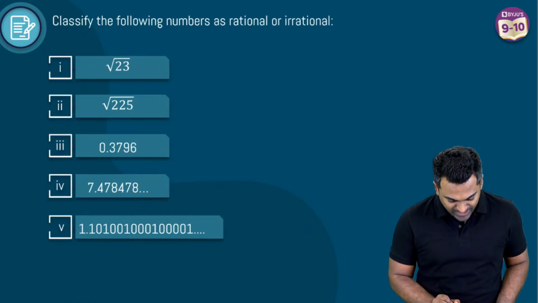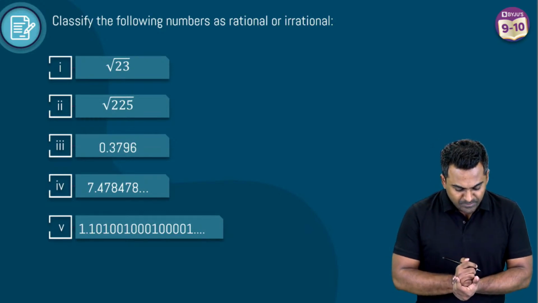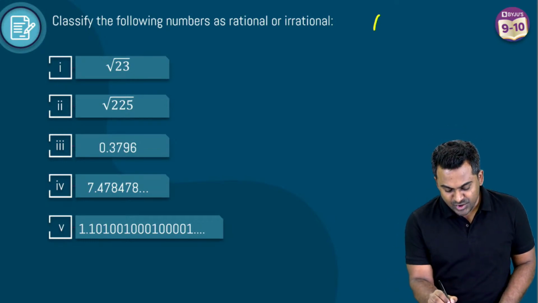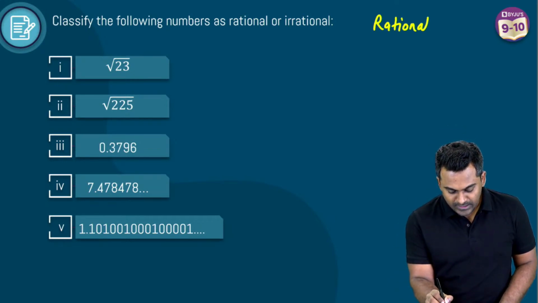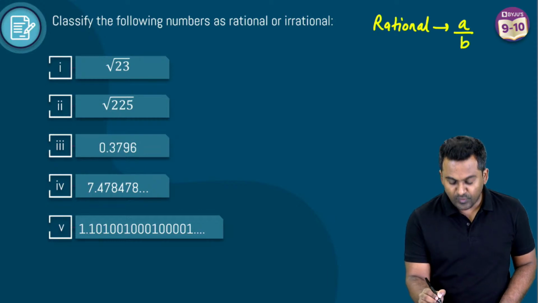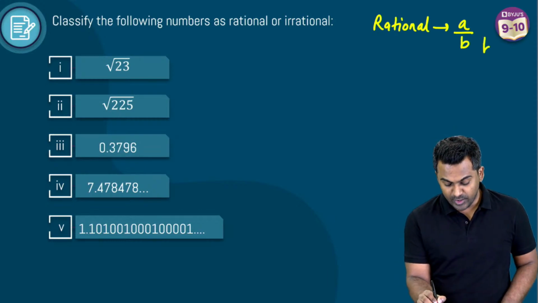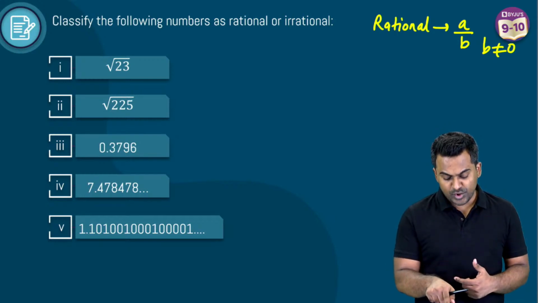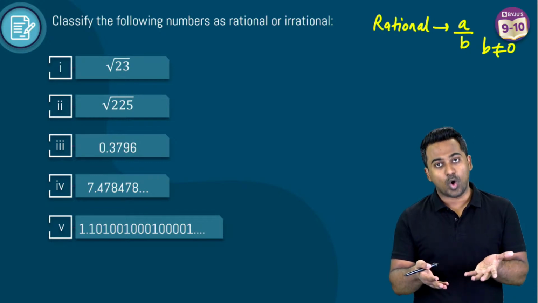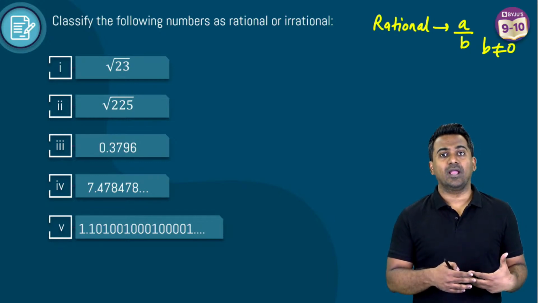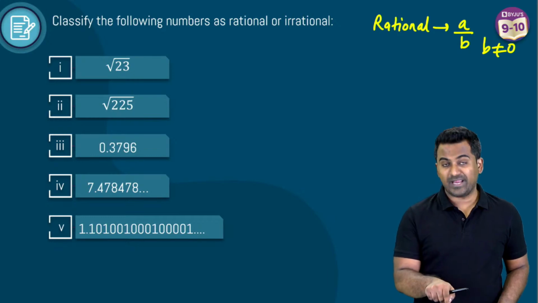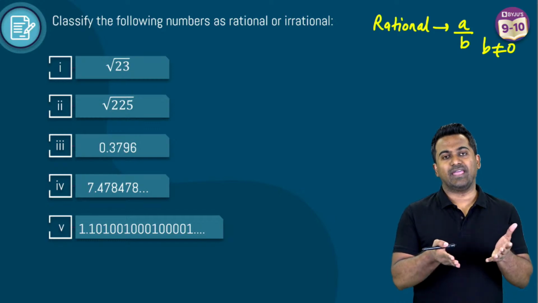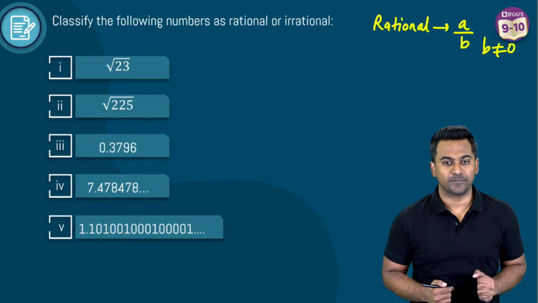Nice. Let's move on now and check out this. Classify the following numbers as rational or irrational. You guys are familiar with the definition, right? Rational numbers can be written in the form of a ratio where obviously the denominator b can't be equal to 0. In terms of decimals, the definition of rational is a terminating decimal or a non-terminating but recurring decimal. Irrational is what you can't write in the form of a fraction, and it is non-terminating, non-recurring.